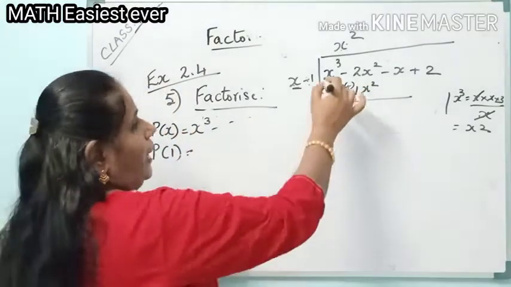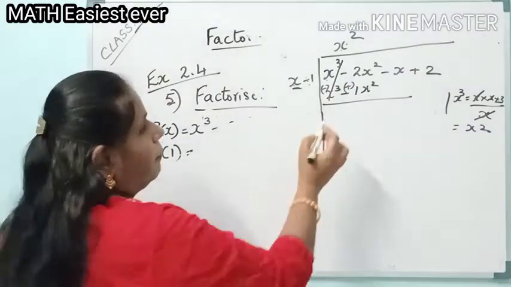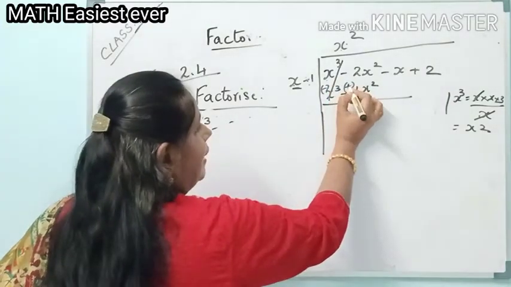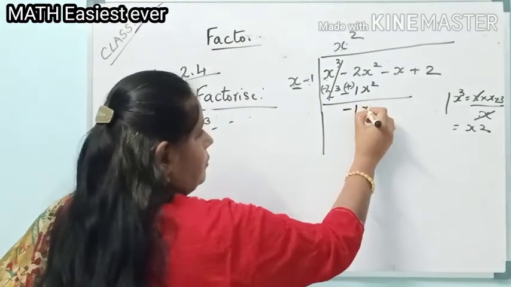Plus will become minus and minus will become plus. Right? So, x cube minus x cube gets cancelled. It becomes 0. Minus 2 plus 1. What is minus 2 plus 1? It is minus 1 x square.